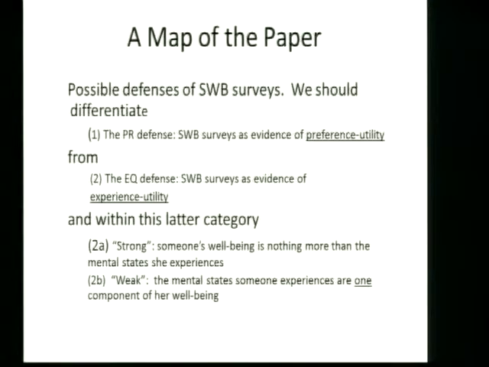the map of the paper, and again, I do think this is a useful distinction. I think it's important to distinguish between the use of happiness surveys as evidence of preference utility, and again, I'll say more in my limited time about this, as opposed to the idea that these happiness surveys are useful as evidence of experience utility, right? Preference utility is a measure of the extent to which someone's preferences are realized. That's not the same as experience utility, meaning a measure of the quality in some sense of someone's experiences, right? And thinking about the policy relevance of happiness surveys, we should distinguish between these two, right? Let's not conflate them. Let's look at these separately.